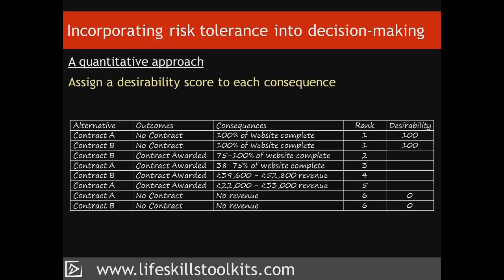Compared with completing the website, he decides that a revenue of between £39,600 and £52,800 will be halfway between the best and worst consequences, so he gives this a score of 50. For the revenue of £22,000 to £33,000, John assigns this a score of 25. Since completing the website is a priority, he assigns the 38 to 75% completion a desirability score of 70, while the 75 to 100% complete consequence is assigned a score of 90.